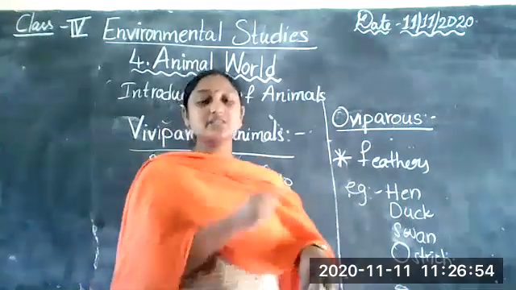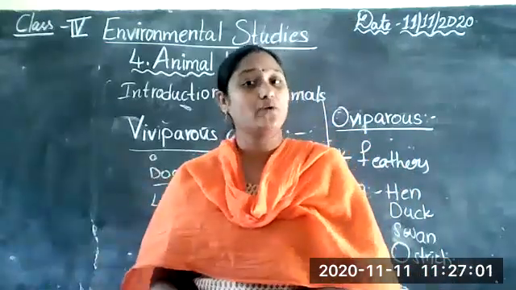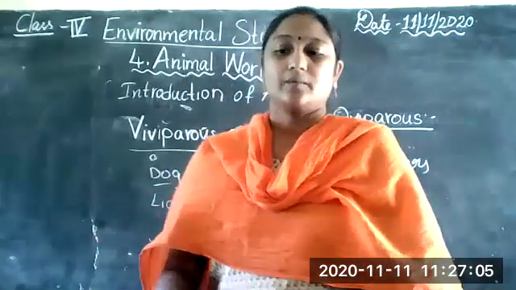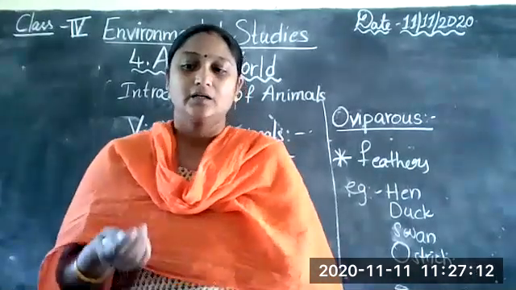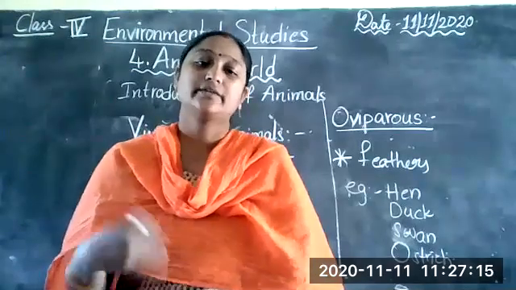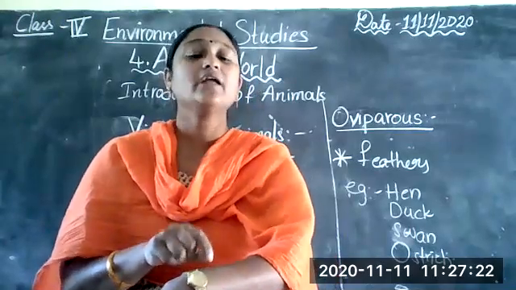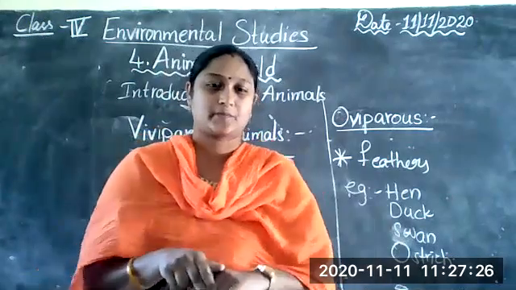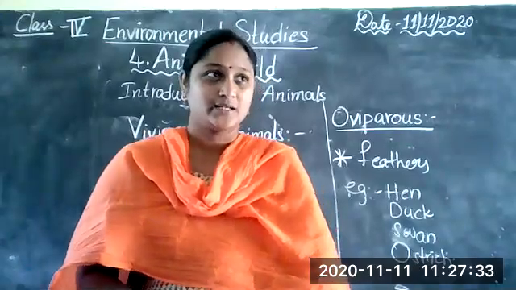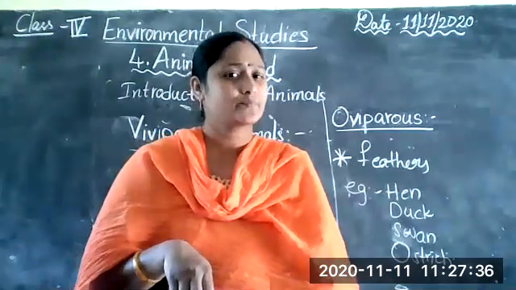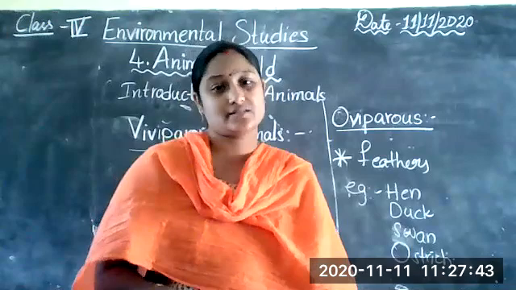Did you understand, children? Viviparous means which animals directly give birth to young ones, live young ones. That is called a viviparous animal. These viviparous animals have hair on the skin. For example, human beings. Human beings do not lay eggs, you know. Human beings also directly give birth to young ones. So human beings are also viviparous.